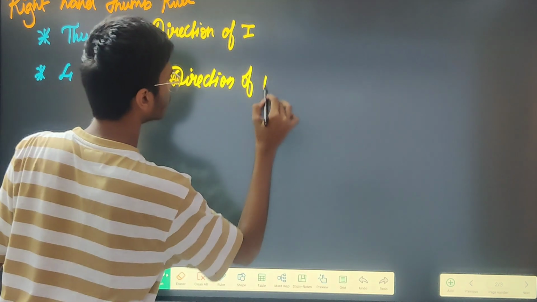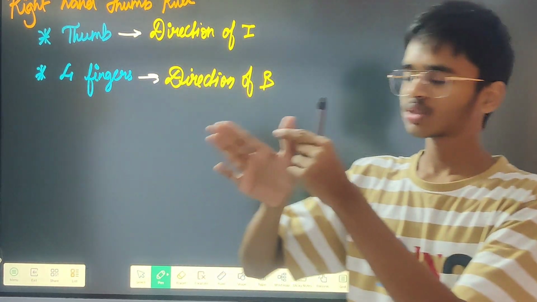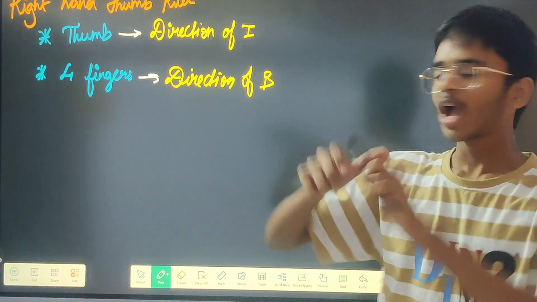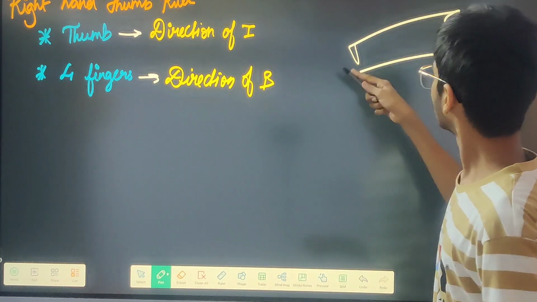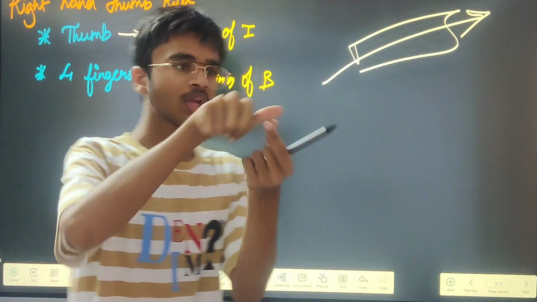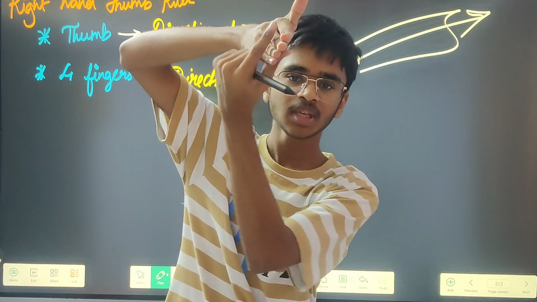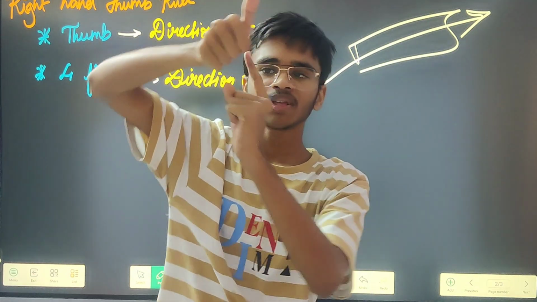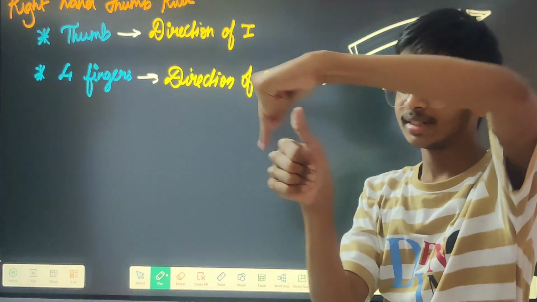Okay, so how? First you have to take your right hand. So this is the thumb, right? So first you have to take a conductor. Okay, for example, if this is the conductor and if the current is flowing in this direction, that means you have to place this thumb in the direction of this current. Then automatically these 4 fingers have to be curved. So when you are curving them, see, it's coming like this, right?